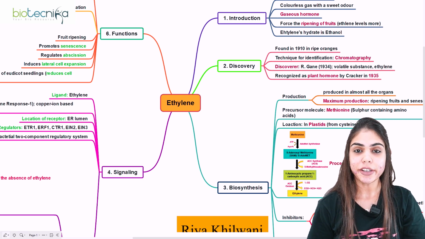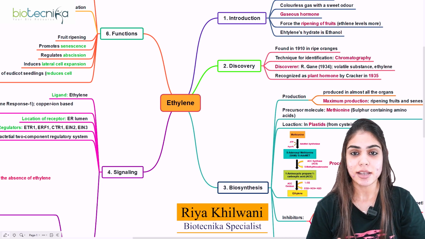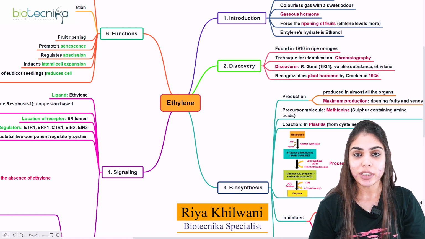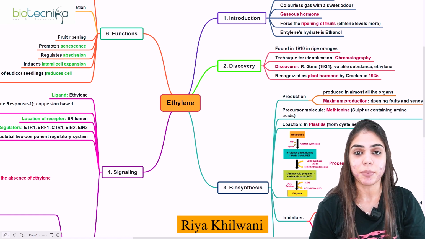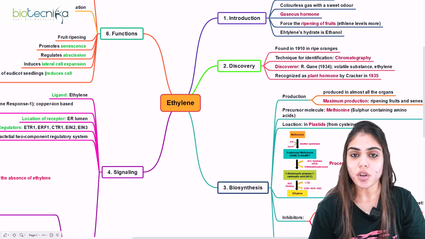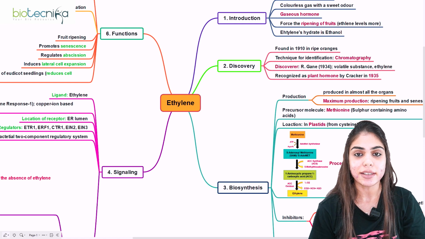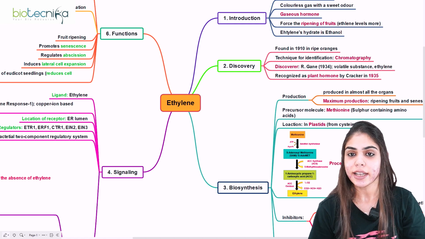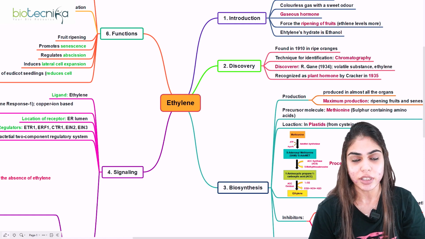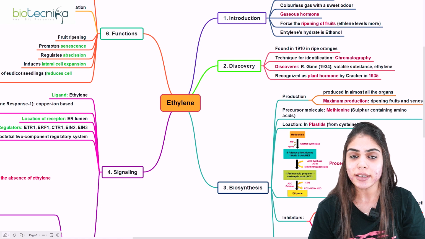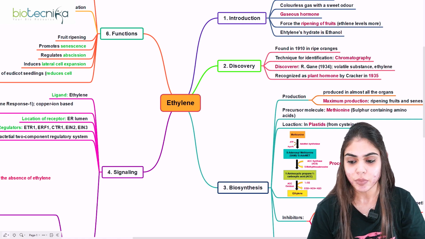Ethylene, an important plant growth regulator that is associated with the ripening of fruits. Apart from it, it has many other functions in the plant body. So today's topic for discussion will be the ethylene phytohormone, where we'll see the discovery, its biosynthetic mechanism, signaling cascade, as well as the functional profile of this plant growth regulator. So let's proceed to the video and understand this phytohormone in detail.